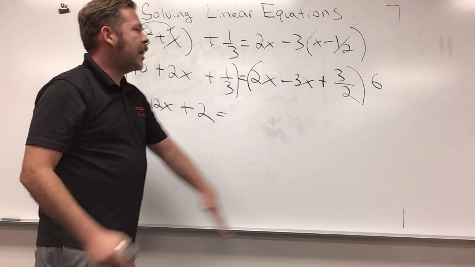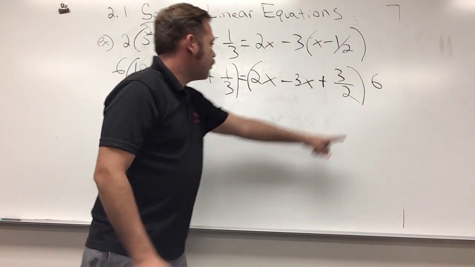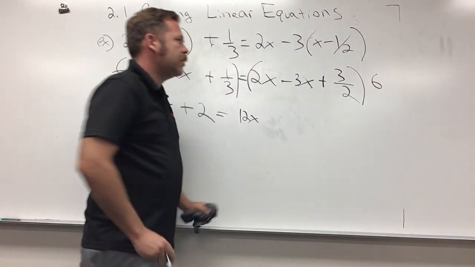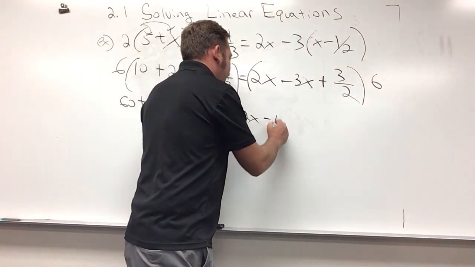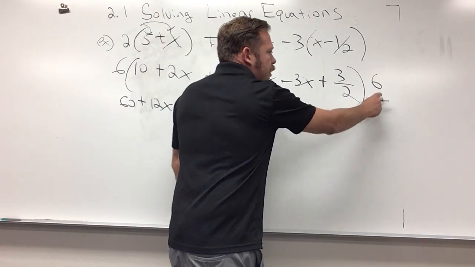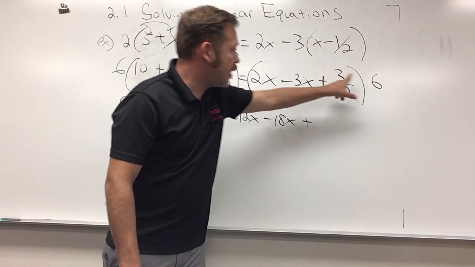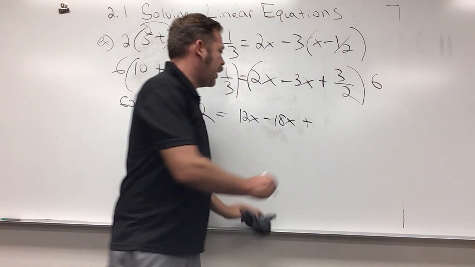And on this right side, I'm going to multiply everything by 6 as well. So 6 times 2x is 12x. 6 times negative 3x is negative 18x, plus 6 times 3 is 18. Again, top number, 6 times top number, 3, 18. And 18 divided by 2 is 9.